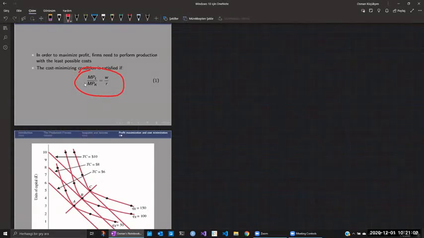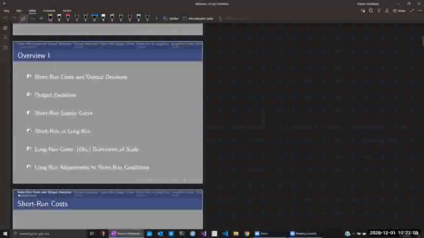The marginal productivities of two inputs, we can also generalize. We will try to understand the differences between short run and long run. So what are the short run costs and how do the output decisions occur in the short run? So then we'll try to understand these output decisions.